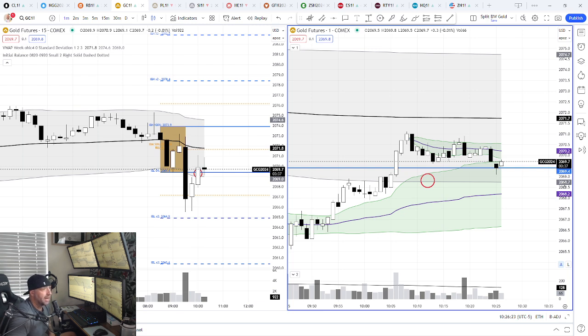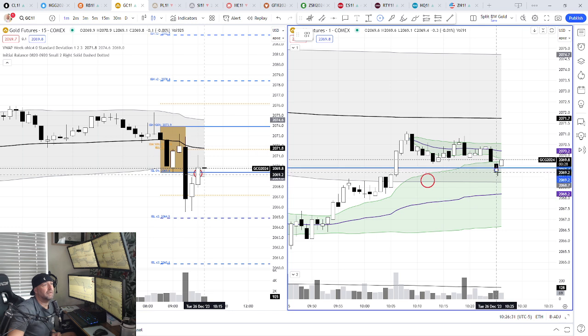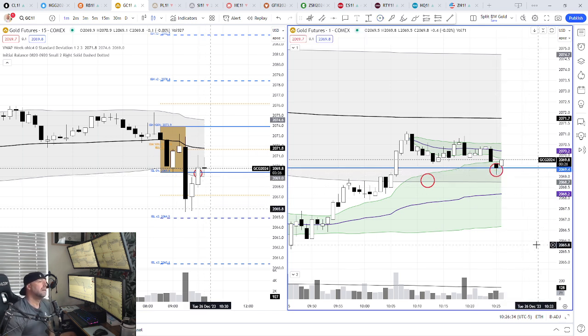Looks like that might have been a little stop run in gold below IB. See that? Got this wick on the 1 minute. Could be a good long. But I'm not taking that.